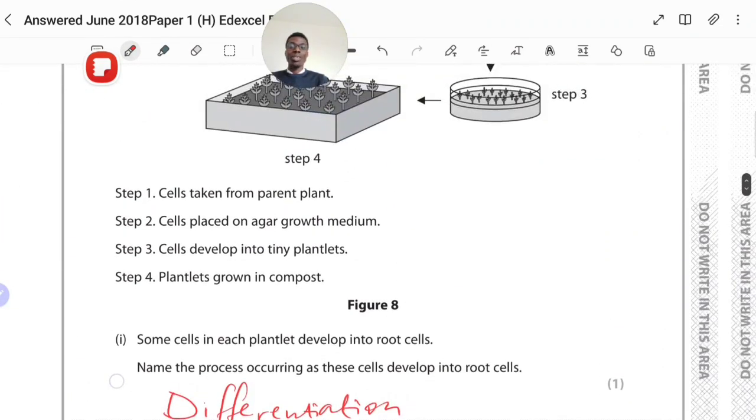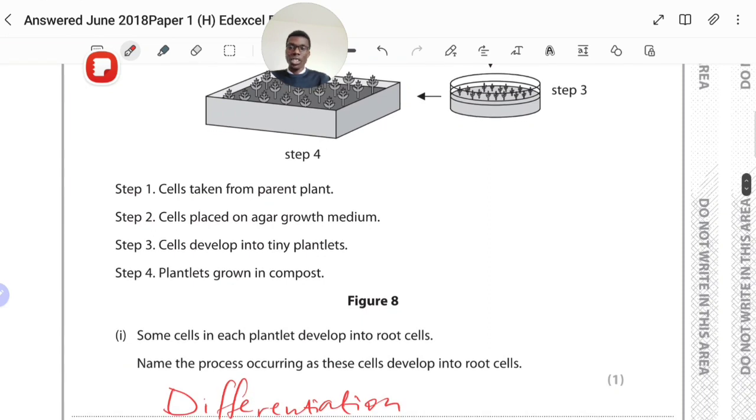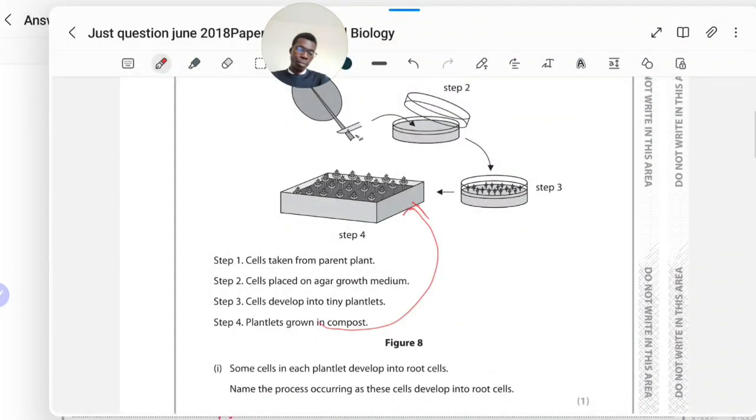Oops, I wasn't supposed to show that part. Differentiation, all right? Let me remind you, differentiation is a process whereby cells that were initially having the same structural identity, some just become unique to be able to carry out a particular function, all right?